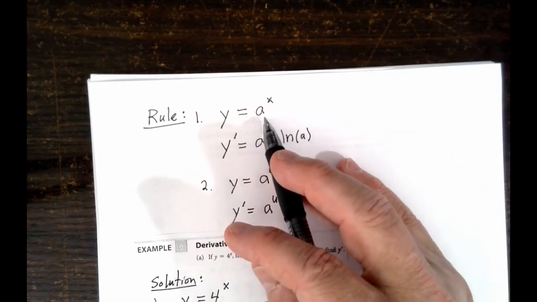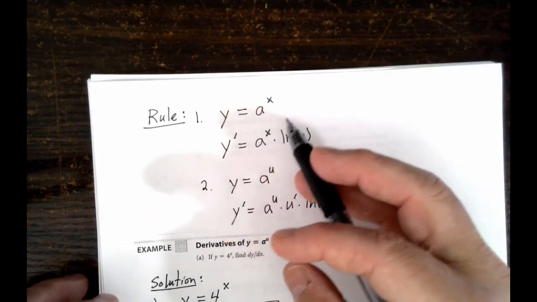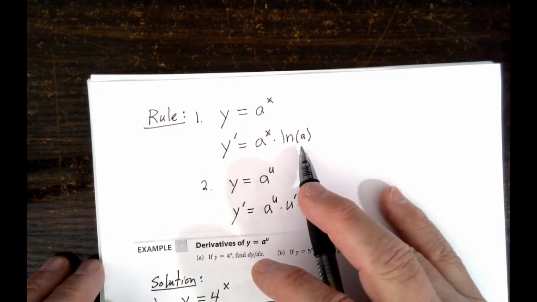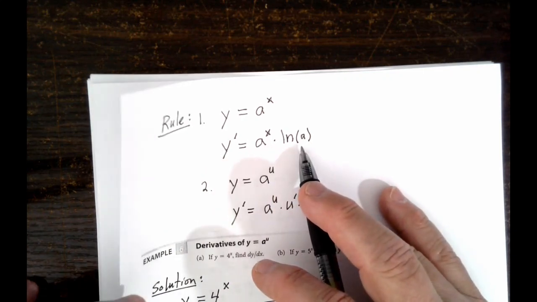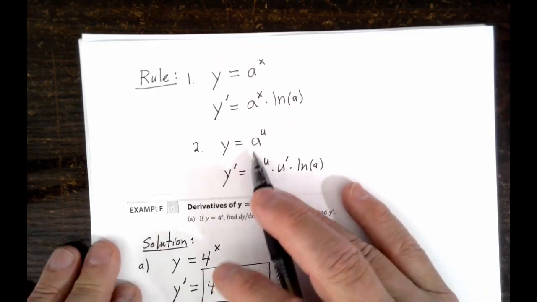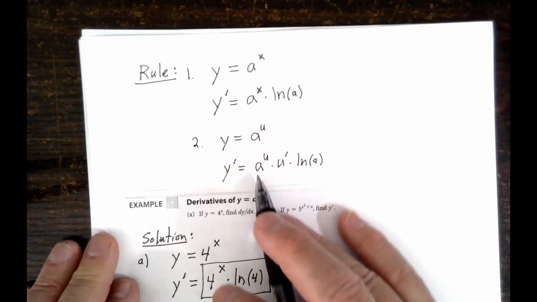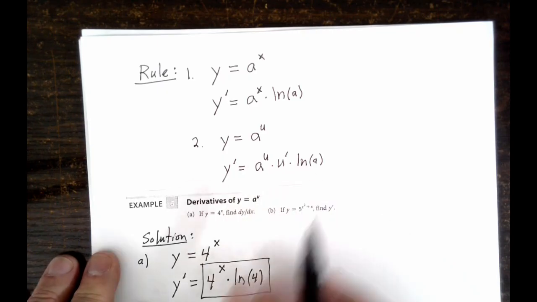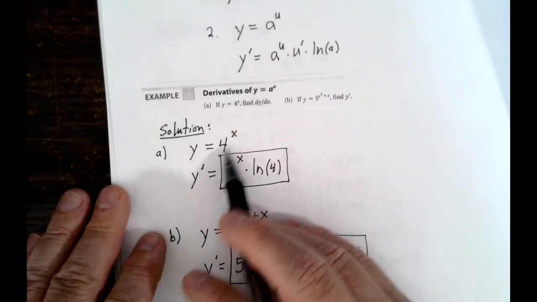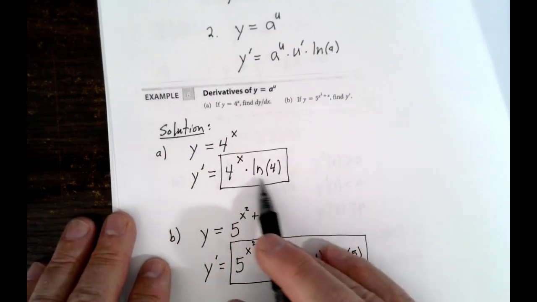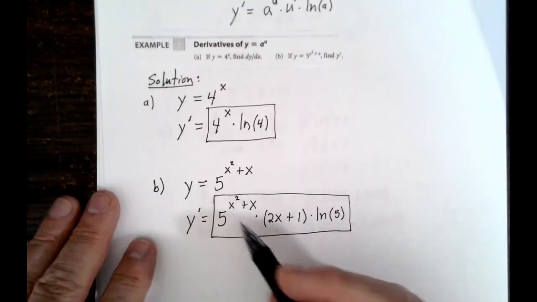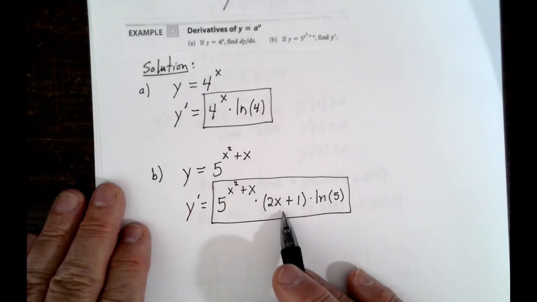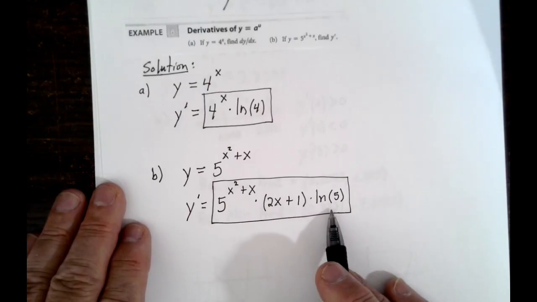Now what if you take the exponent of something that's not e? It's another number other than e. Well, it gives you back the number you started with, but you have to follow that with the natural log of that number, a. And if you have a to some function u, it's just a to the u times u prime times ln of a. So here we have 4 to the x, so our derivative is 4 to the x times ln of 4. Here we have 5 to this function, so it's 5 to that function times the derivative of the function times ln of 5.